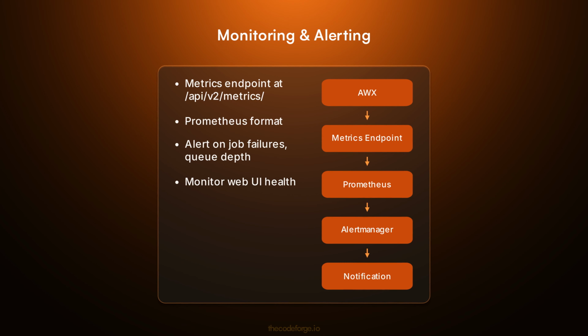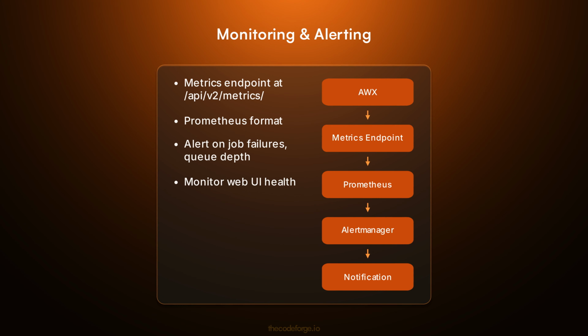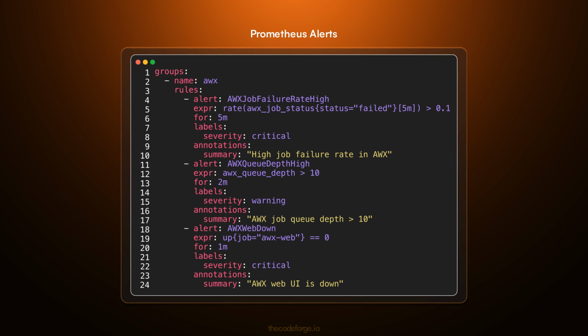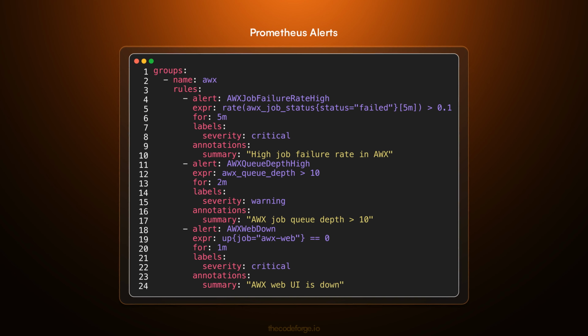AWX exposes Prometheus metrics. Scrape them and set alerts for job failures, queue depth, and web UI availability. Don't ignore job failures for days. Here are Prometheus alert rules for AWX. They alert on high failure rate, queue depth, and web UI downtime.